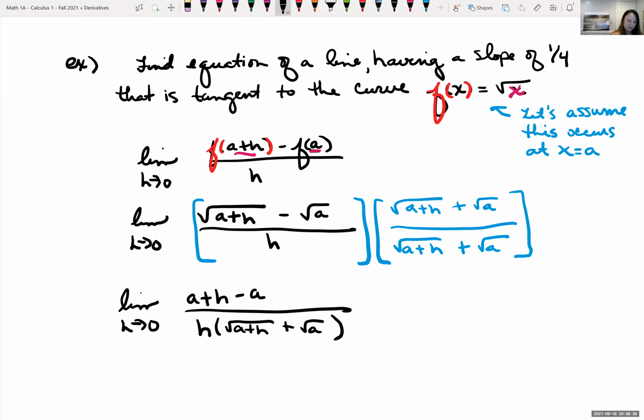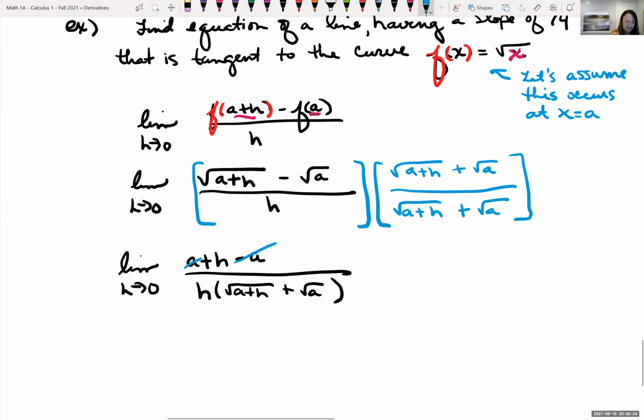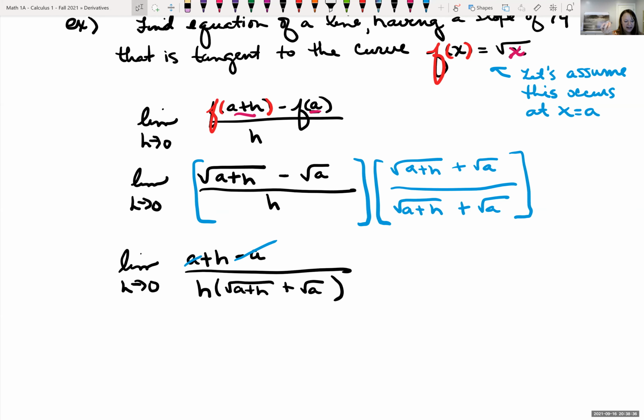So notice we made this so that a minus a cancels. Notice that I'm just left with an h in my numerator, and I have a factor of h in my denominator, so those cancel. So technically, I have the limit here as h goes to 0 of 1 all over the square root of a plus h plus the square root of a.